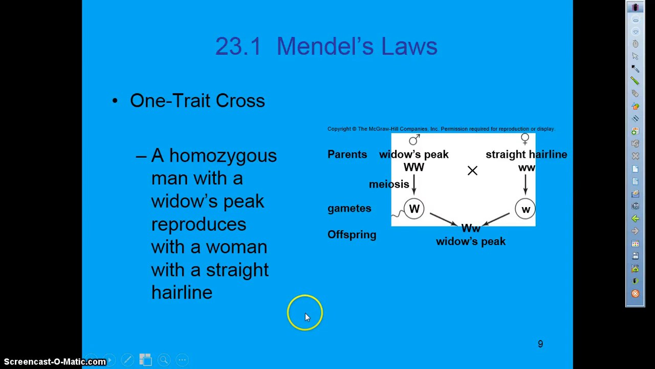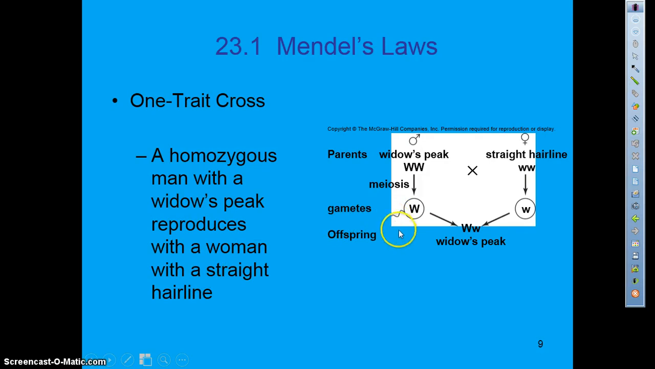We're going to pick up where we left off with the last lecture, and we're going to talk about monohybrid crosses, or one-trait crosses. So one-trait crosses: a homozygous man with a widow's peak, and it's a one-trait or monohybrid because we're just looking at widow's peak, nothing else, reproduces with a woman that has a straight hairline.